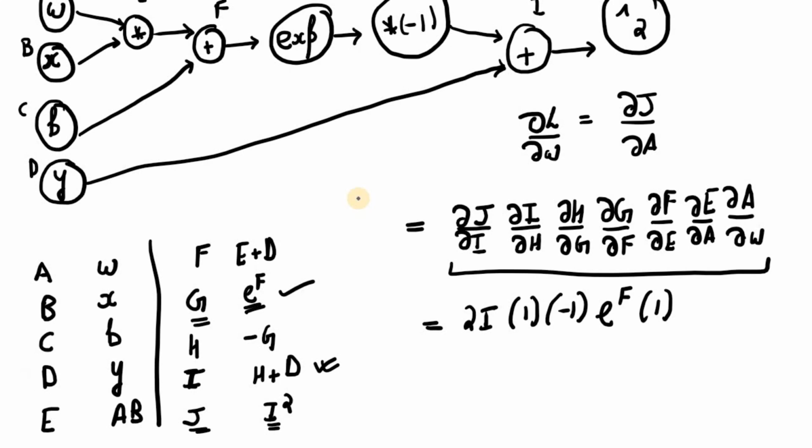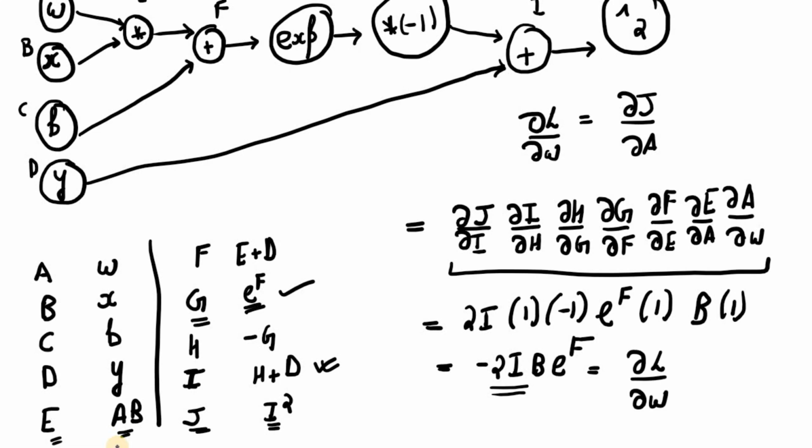E and b, so E is equivalent to A times B over here. Now if I differentiate with respect to it, only the B term will be left, and eventually we are going to get 1. So now the overall term comes out to be minus twice of I times B times e raised to F. So this is how a gradient is calculated, and this is the gradient of the loss function with respect to W. Now I can substitute back the terms and get the value.